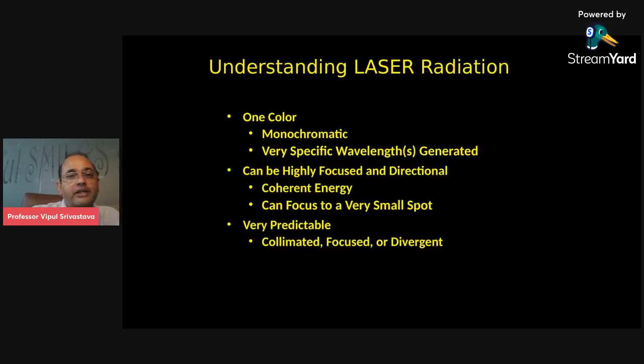So understanding laser radiation, like I just mentioned, laser is also a type of light. The first feature of laser is that it is monochromatic, one color, meaning laser light will be of a single, very specific wavelength. What do I mean by that?